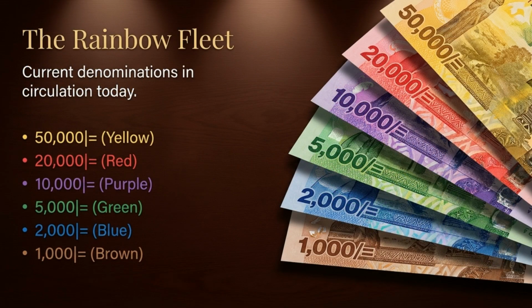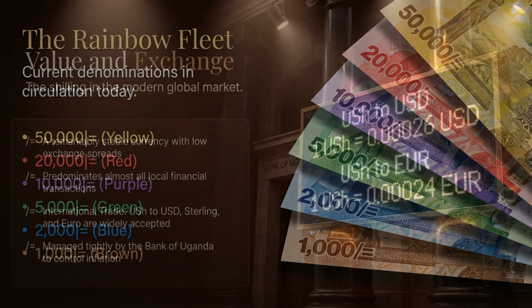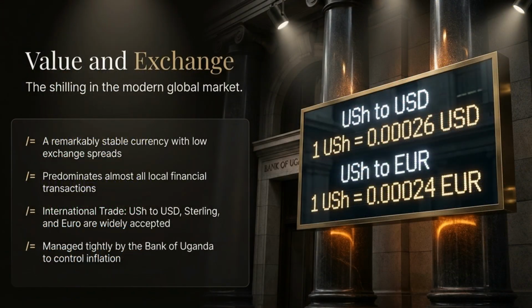The current denominations in circulation are often referred to as the Rainbow Fleet. These include the 50,000 equals yellow, 20,000 equals red, 10,000 equals purple, 5,000 equals green, 2,000 equals blue, and 1,000 equals brown notes. In the modern global market, the shilling is remarkably stable with low exchange spreads.